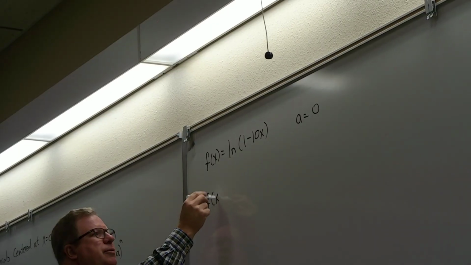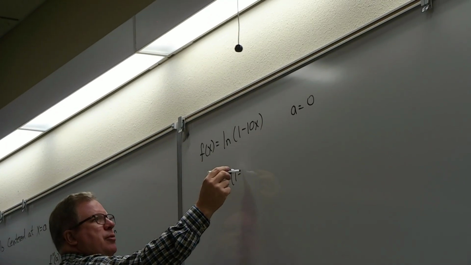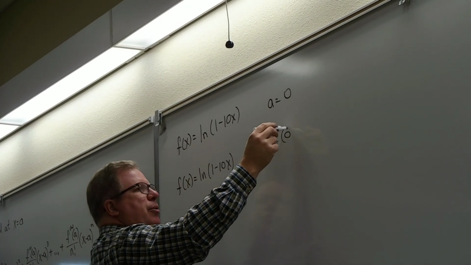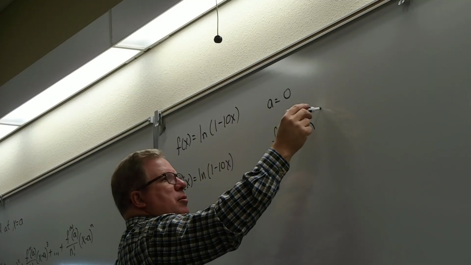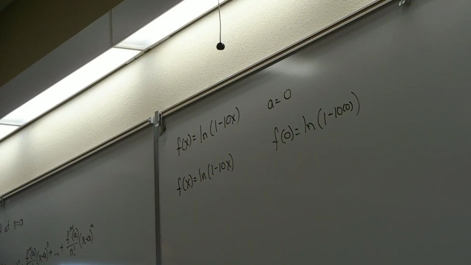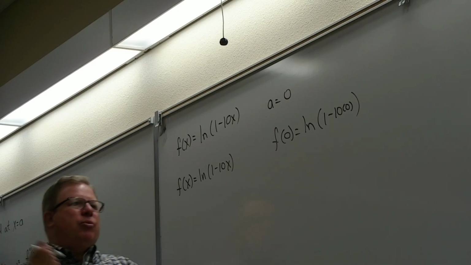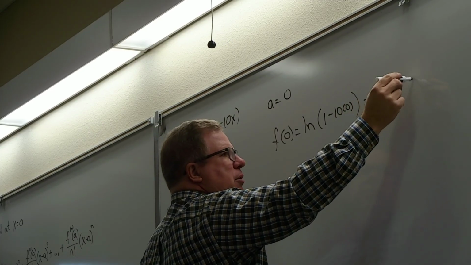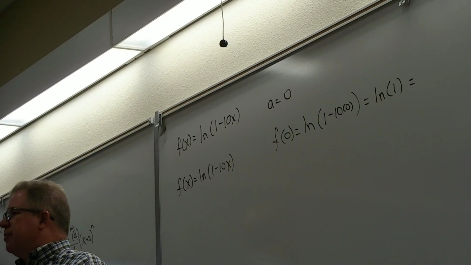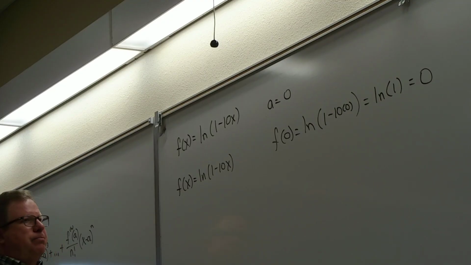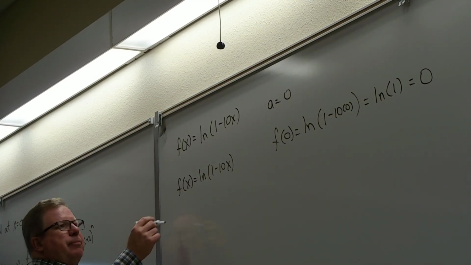Copy the original function. And then we're going to find f of the center, 0. Simply substitute 0 for x. So that will give us natural log of 1, and natural log of 1 is 0. So P of 0 is just going to be 0 when we get there.